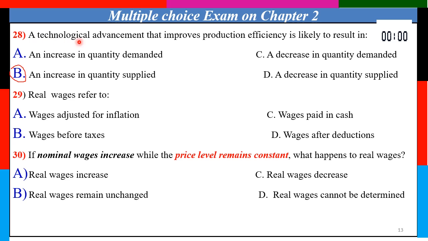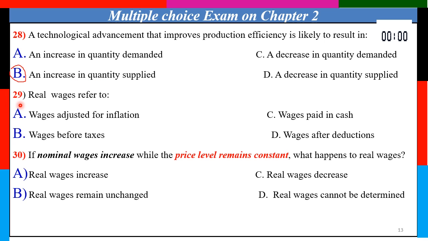When there is advancement in technology, or improvement in technology, it causes what? Increase in the quantity supplied. If the producer uses the latest or modern technology, it means they produce more products. If more product is produced, the quantity supplied is increasing.